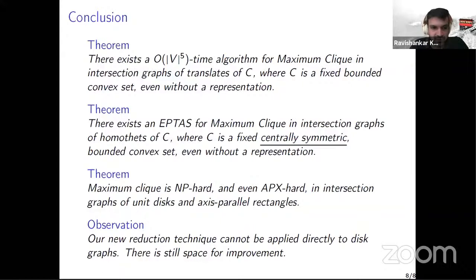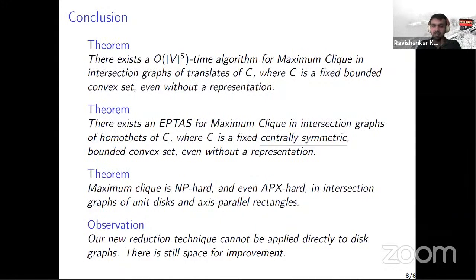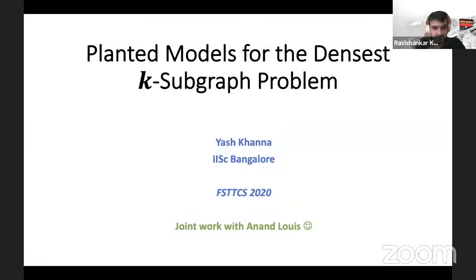So yeah, I see. We have quite a bit of time before the next talk. So I guess maybe we can go ahead, or should we try to stick to the time? If there is no further question, then I can stop sharing. Yes, thanks again to Nicholas. And I guess the next talk is on the densest case of the planted models for the densest k-subgraph problem by Yash. So maybe Yash, you could try sharing your screen. Yeah, we'll wait for a couple of minutes, I guess.